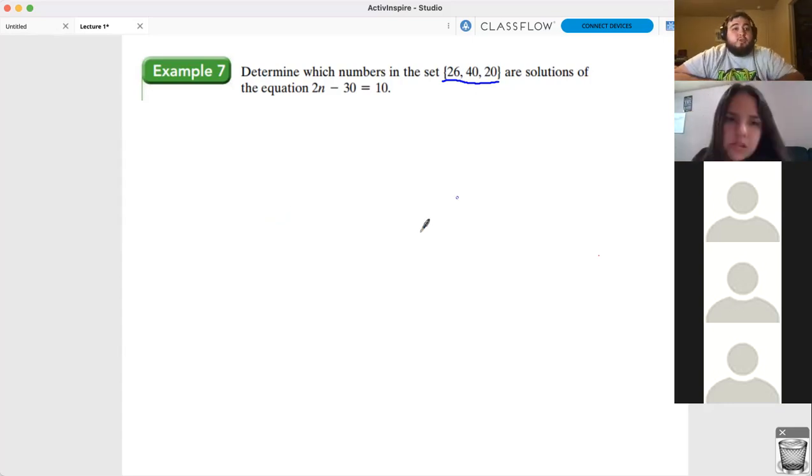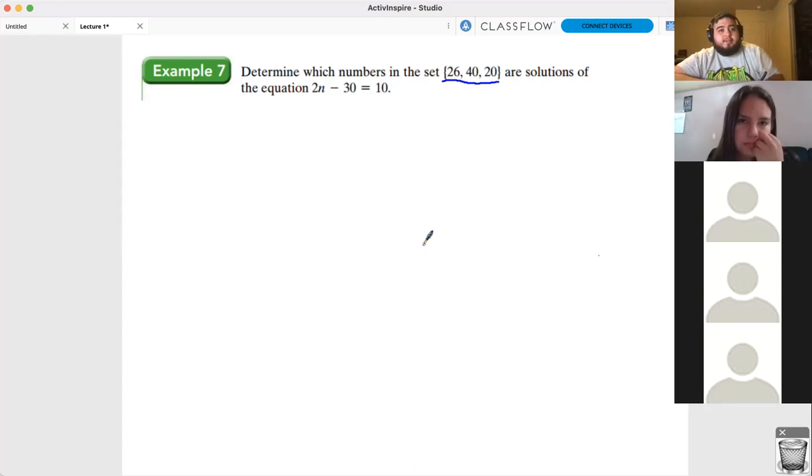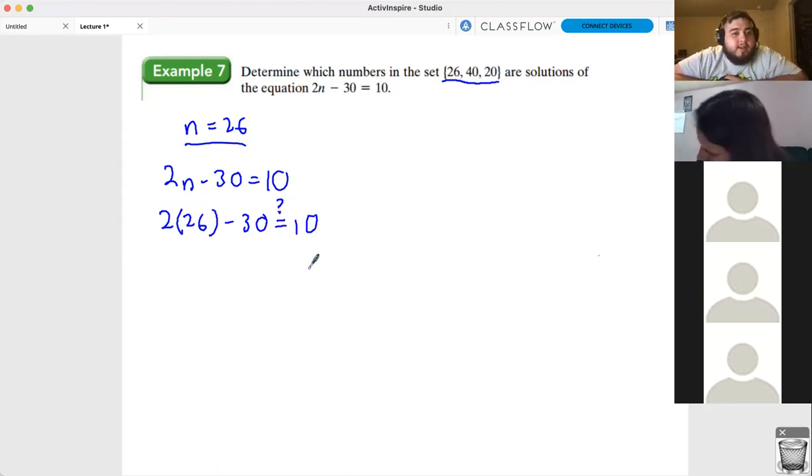All right, so we're gonna do what we did in the last example, but how many more times are we gonna try it now? 3 different times. So let's go ahead and do the first one. The first case is we're gonna try out n equals 26. So then we have 2n minus 30 equals 10. And let's substitute the n for 26. So then we get 2 parentheses 26 minus 30 equals 10 with the question mark on top of the equal sign, once we plugged in the 26 for n.